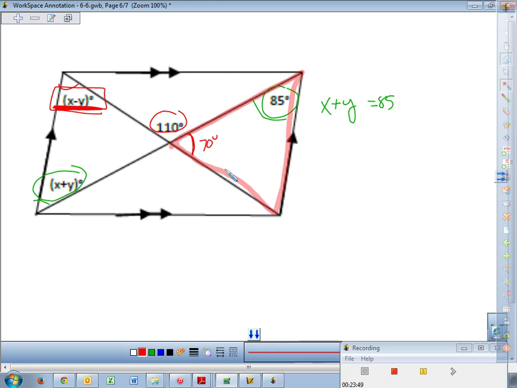Can you find the third angle? How much would that be? 25. Because all three have to add up to 180. Let's take a timeout and go over that one more time.